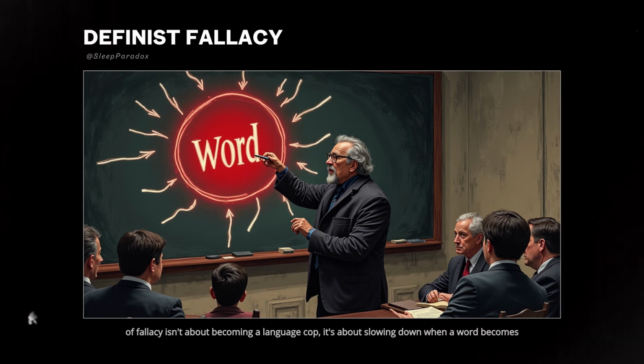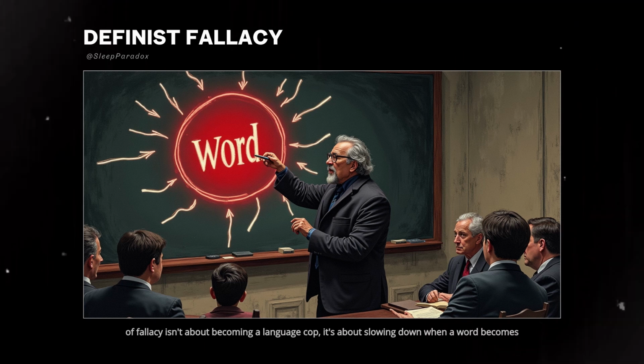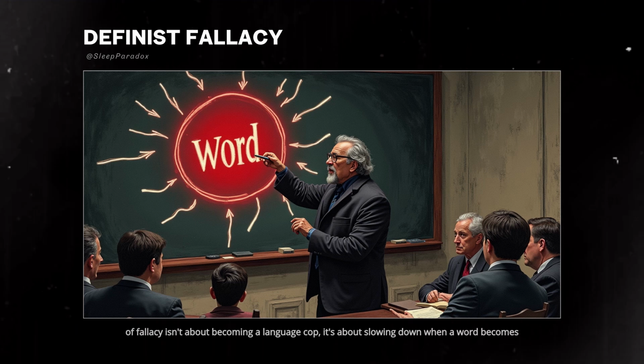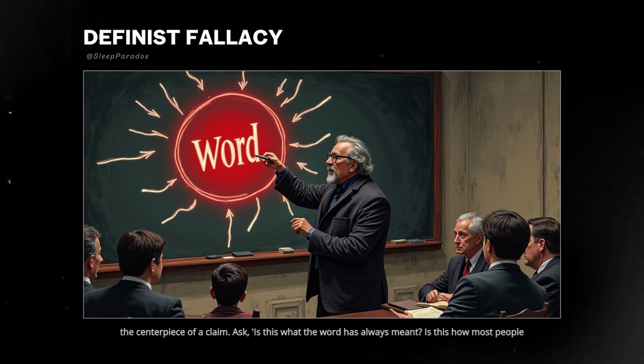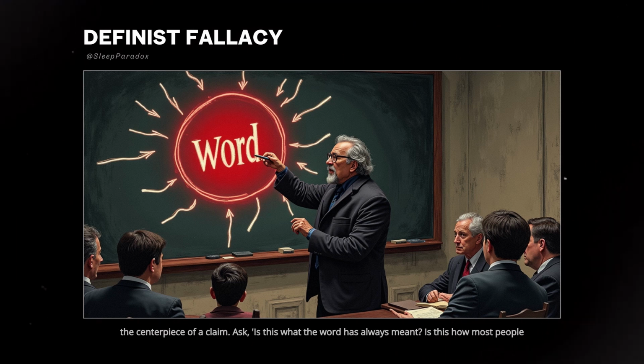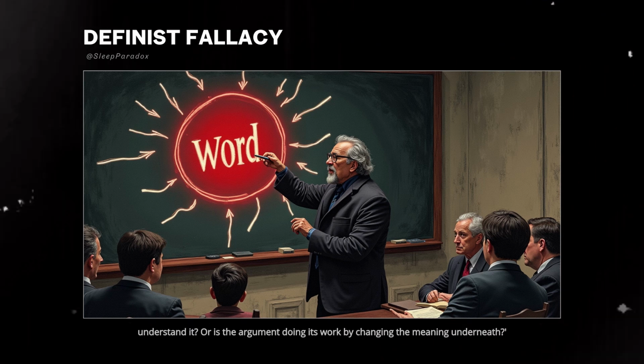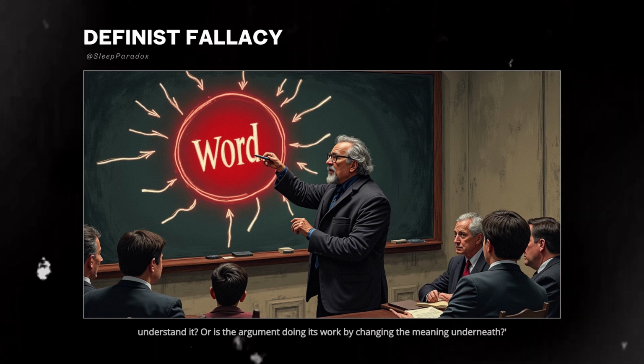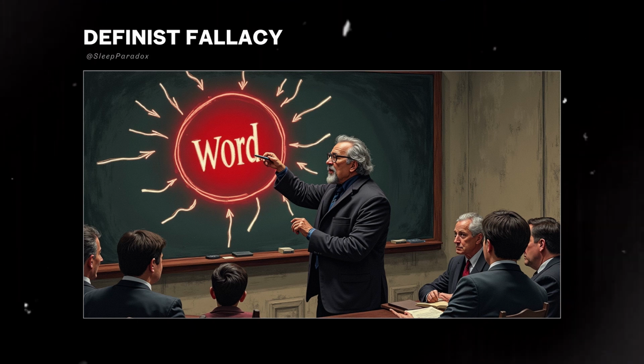Spotting the Definist fallacy isn't about becoming a language cop. It's about slowing down when a word becomes the centerpiece of a claim. Ask, is this what the word has always meant? Is this how most people understand it? Or is the argument doing its work by changing the meaning underneath?